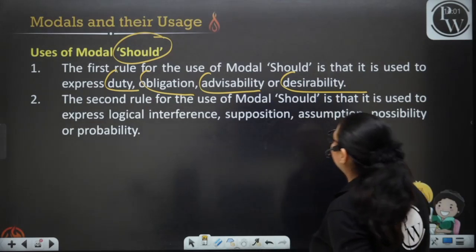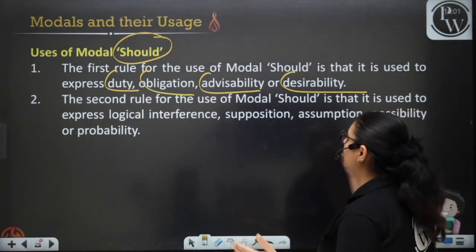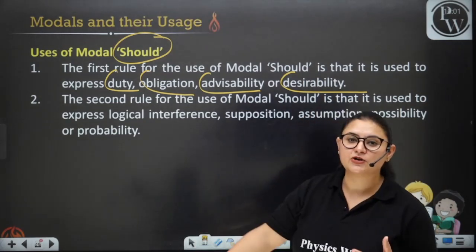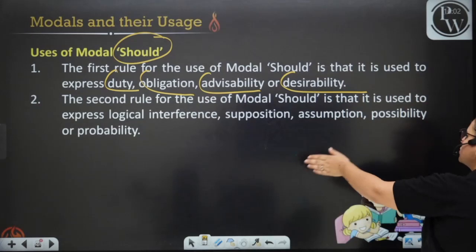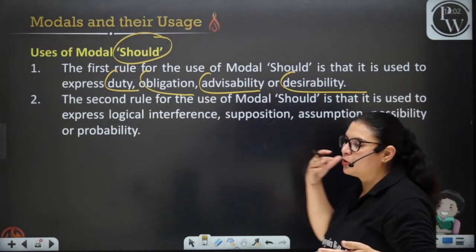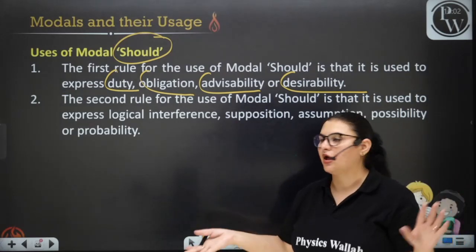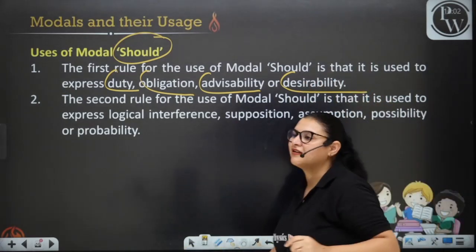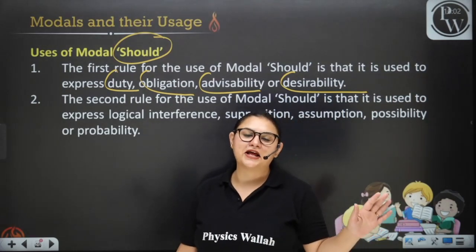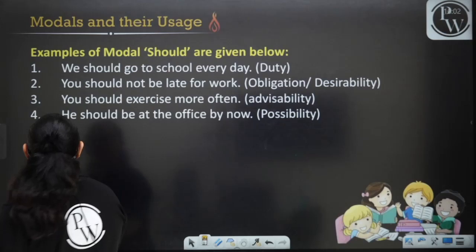The second rule for the use of modal should is that it is used to express logical inference. When we are trying to show the logic, supposition, assumption, possibility or probability. We have learned a lot of words. Take care. Possibility, probability, inference, supposition, assumption. We'll not be able to understand it like that. We are going to take the help of the examples.